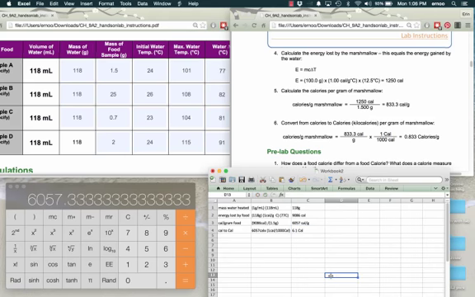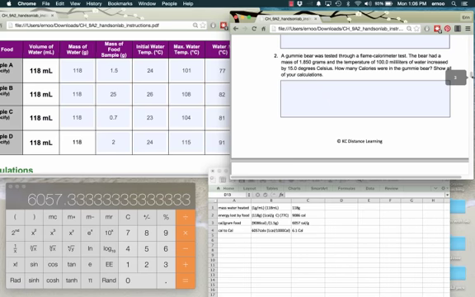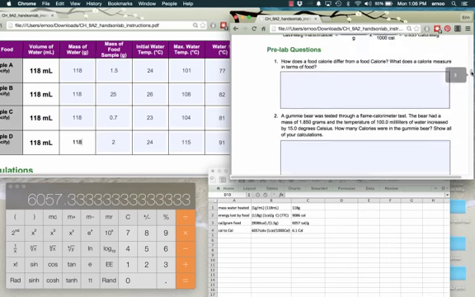So that is how you do those calculations. That will help you on the second question in the pre-lab as well as your post-lab.